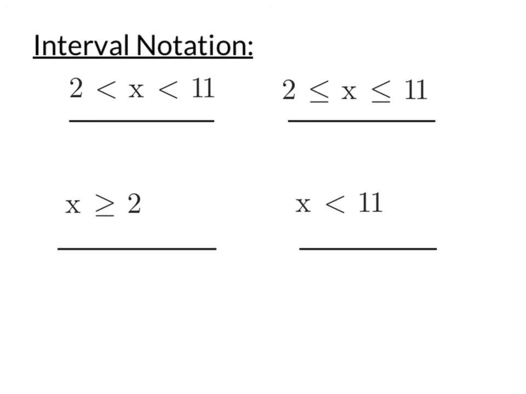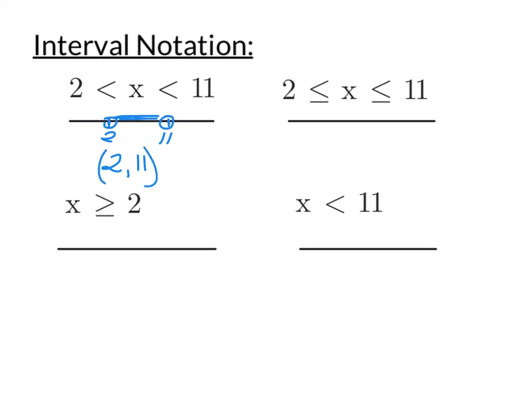For instance, if we have 2 is less than x, which is less than 11, if we were to graph that intersection, here's 2, here's 11. Both of our inequalities are not equal to, so we'll use circles for both of them. And we're talking about x as being in between. If we were to write this in interval notation, we're trying to describe the interval that contains all of our solutions. Now, our interval starts at 2 and ends at 11. Since our x cannot equal 2 or 11, we use parentheses.